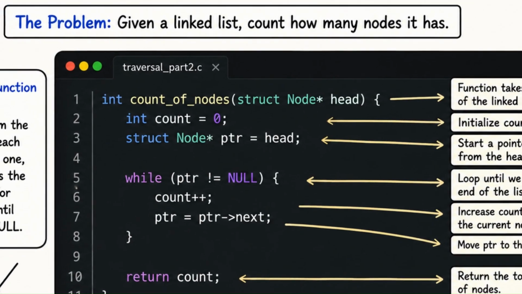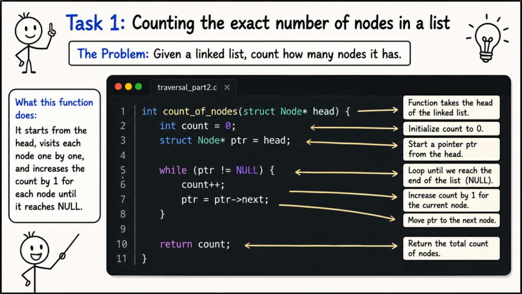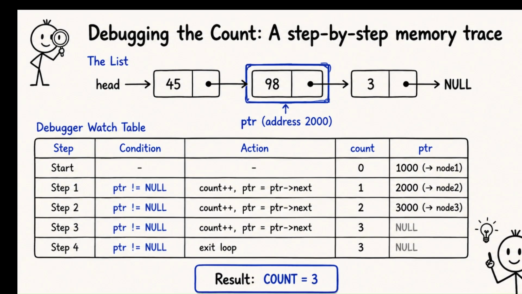Now, seeing the code is one thing, right? But to really master C, you kind of have to think like a compiler. When that loop is actually running and that pointer is doing its jump, what exactly is happening block by block in the computer's memory to make that counter tick upward? To figure that out, let's step through the debugger watch table exactly like the computer executes it.